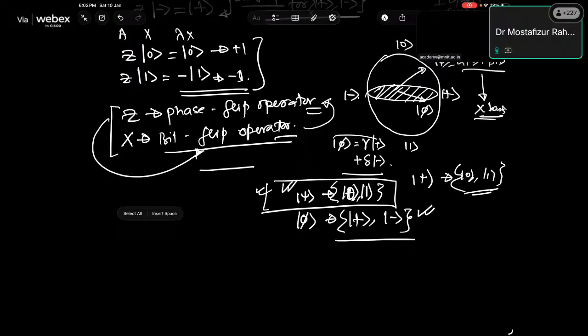So with this, I conclude the session here today, and we'll come back tomorrow and start directly from the density matrix approach. Density matrix and channel.